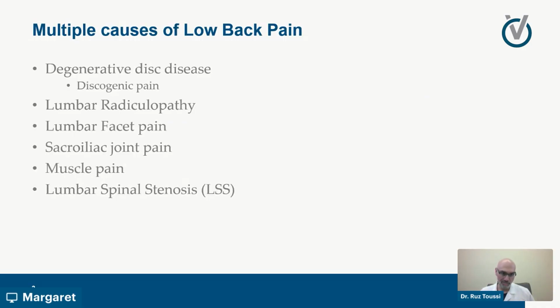This list by far is not comprehensive, but you have your degenerative disc disease, lumbar radiculopathy, pain related to your facet joints, sacroiliac joint pain or SI pain. You can have muscle pain or what we call myalgia, and then lumbar spinal stenosis.